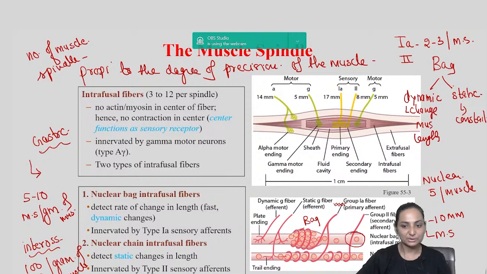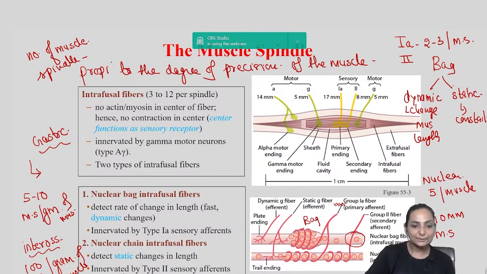Whereas group 2, this is 1A and group 2, primary and secondary. The secondary are supplying the peripheral portions of both the nuclear bag fibers and nuclear chain fibers. So the equatorial region is not supplied by group 2.